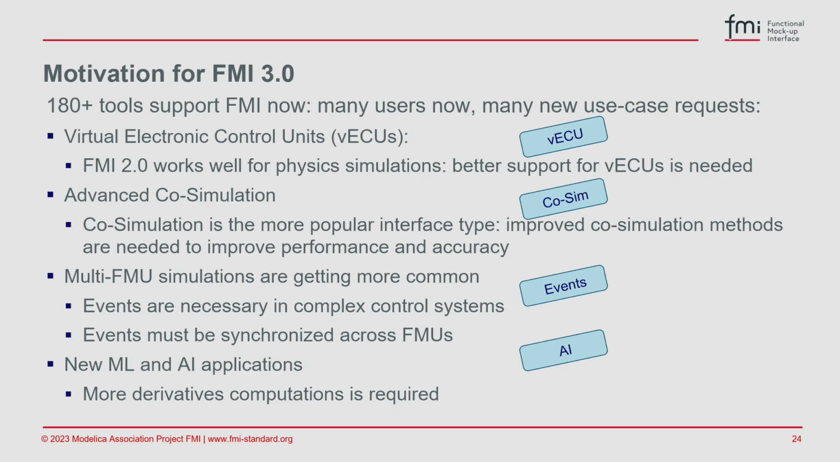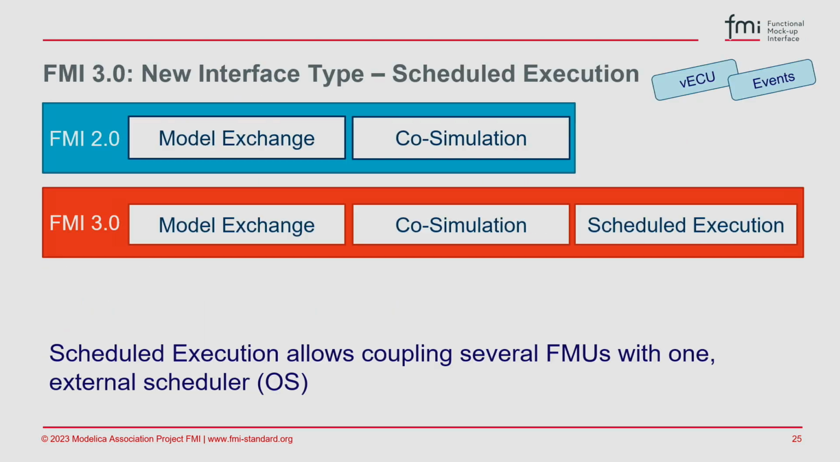I already mentioned some of them: virtual ECUs, for example, advanced co-simulation that goes beyond this discrete communication at fixed time steps, events in systems, and also new application fields like AI models. Also, in some use cases, one saw the demand for a third kind of FMU type, scheduled execution. This is more for discrete simulation, for example, ECU software, where you can externalize a scheduler.